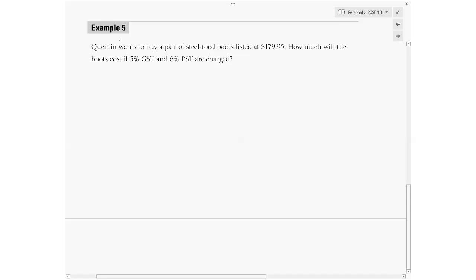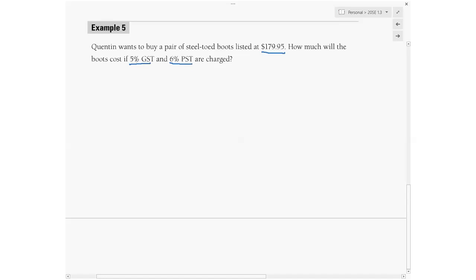In example 5, Quentin wants to buy a pair of steel-toed boots. They're listed at $179.95. And how much will the boots cost if we got 5% GST and 6% PST? So these are just the taxes that the government is charging. We're quite familiar with going in and seeing a list price at one thing. When you get to the till, they're charging you something else because they're adding taxes.